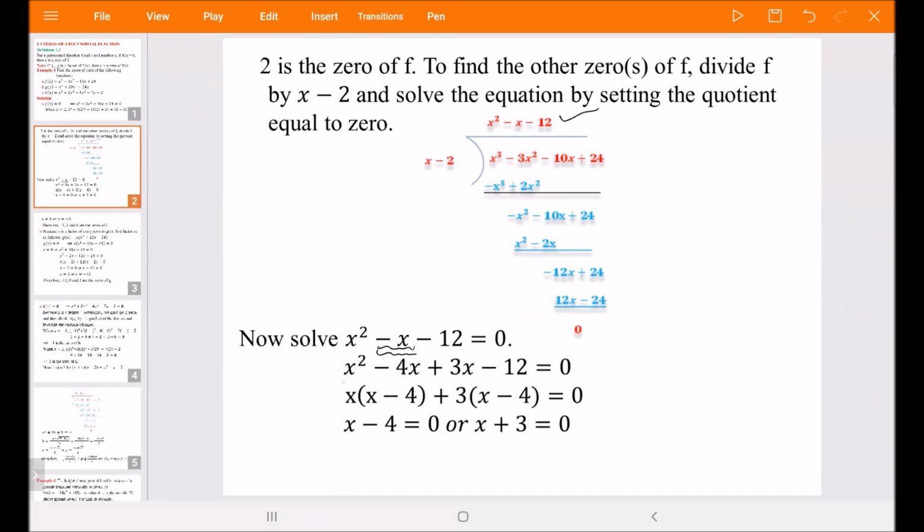Now the total number of terms in this quadratic equation becomes 4. So consider 2 at a time and factorize. So x squared and minus 4x, the GCF is x. X times x minus 4. And here the GCF of 3x and 12 is 3. 3 times x minus 4. So x minus 4 is common. If you take x minus 4 out, then you are left with x plus 3. So x minus 4 equal to 0 or x plus 3 equal to 0. And solving this, x is equal to 4 or x is equal to minus 3 is obtained.